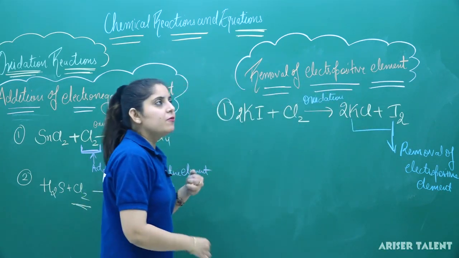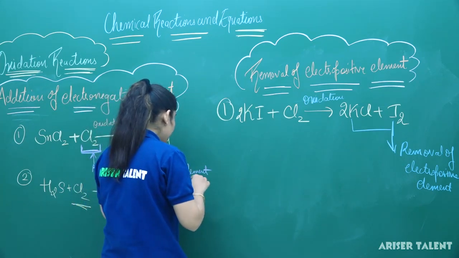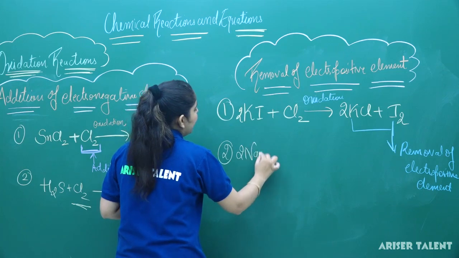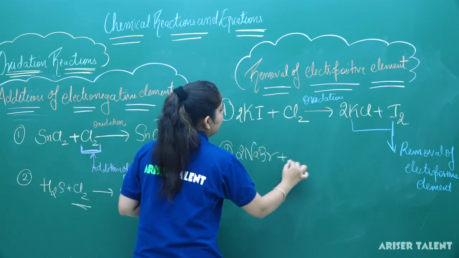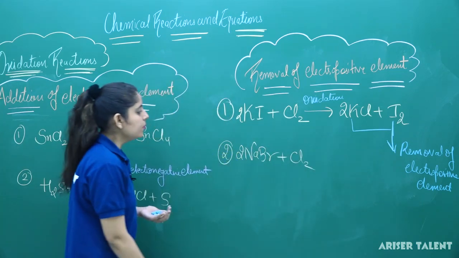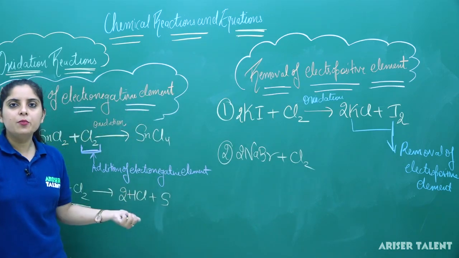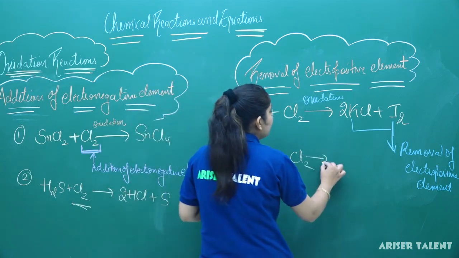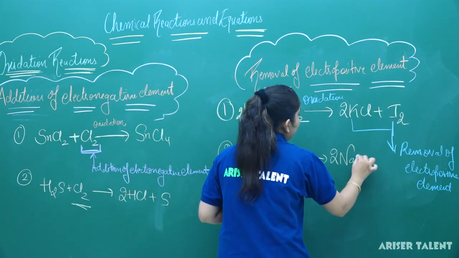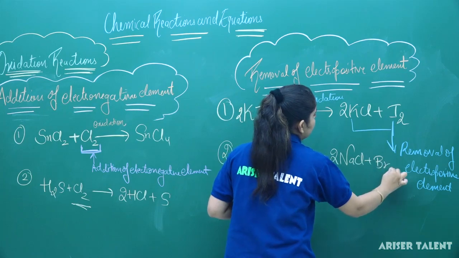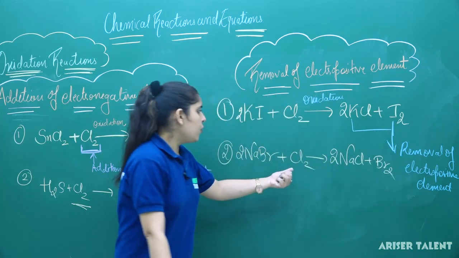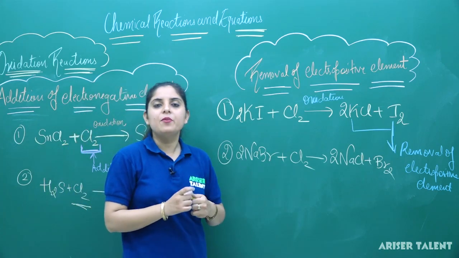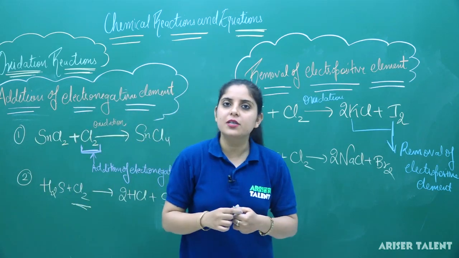Now take one more example here. Let us suppose we are taking sodium bromide and we are just adding chlorine to it. Clear? In sodium bromide we are adding the chlorine. So what is the product we are getting here? We will get 2NaCl plus Br2. So again there is a removal of electropositive element in a solution. So such types of reactions are known as oxidation reactions.